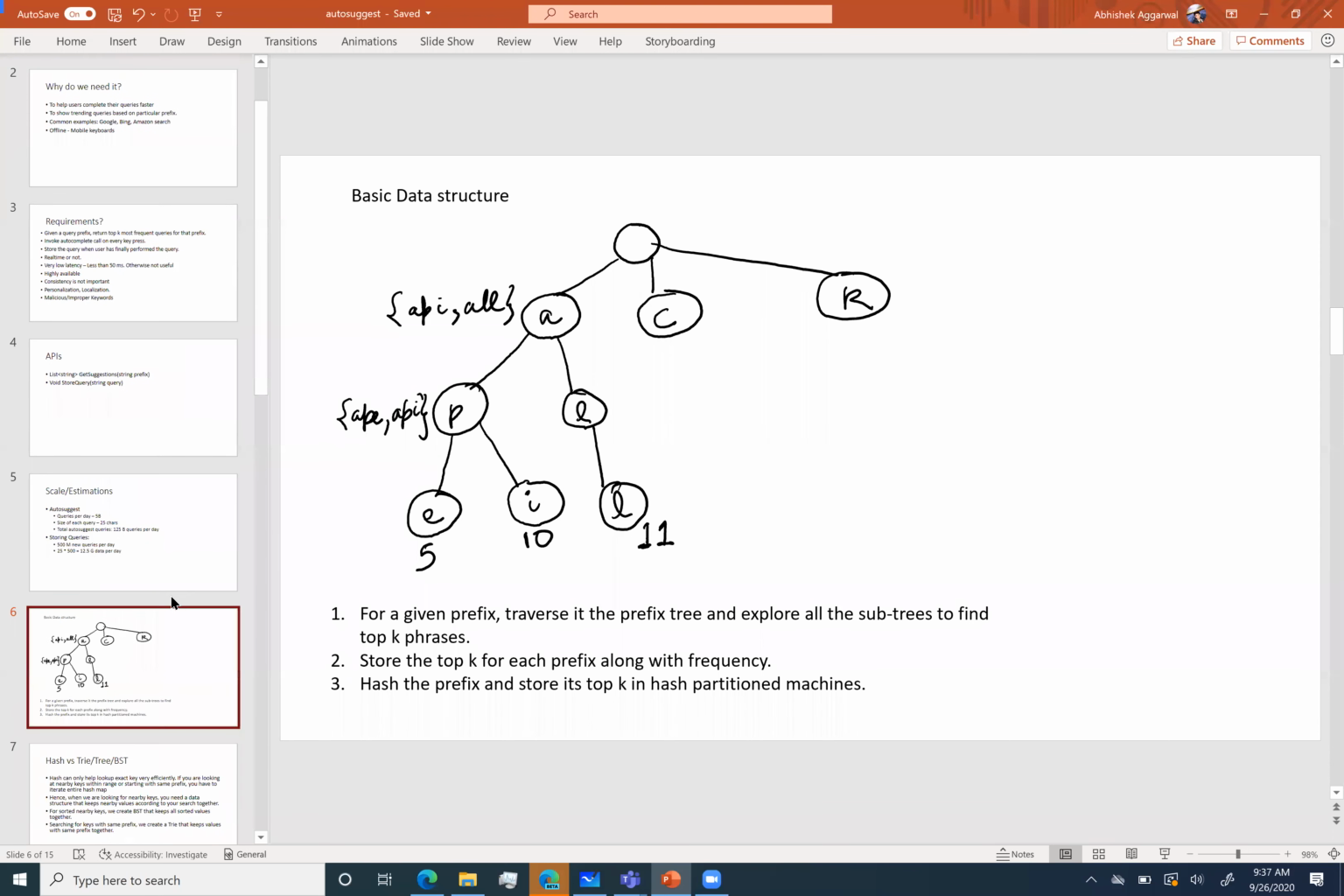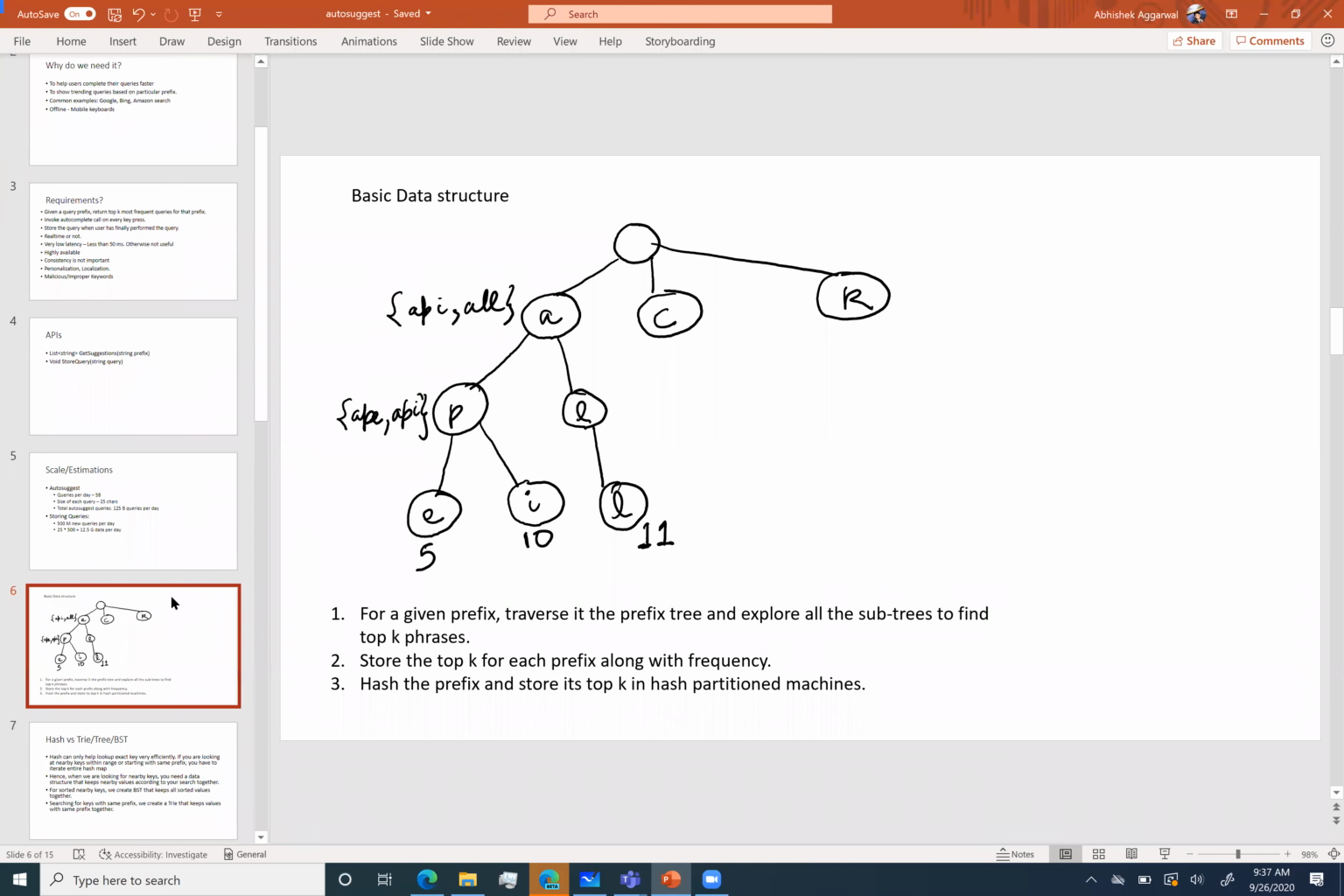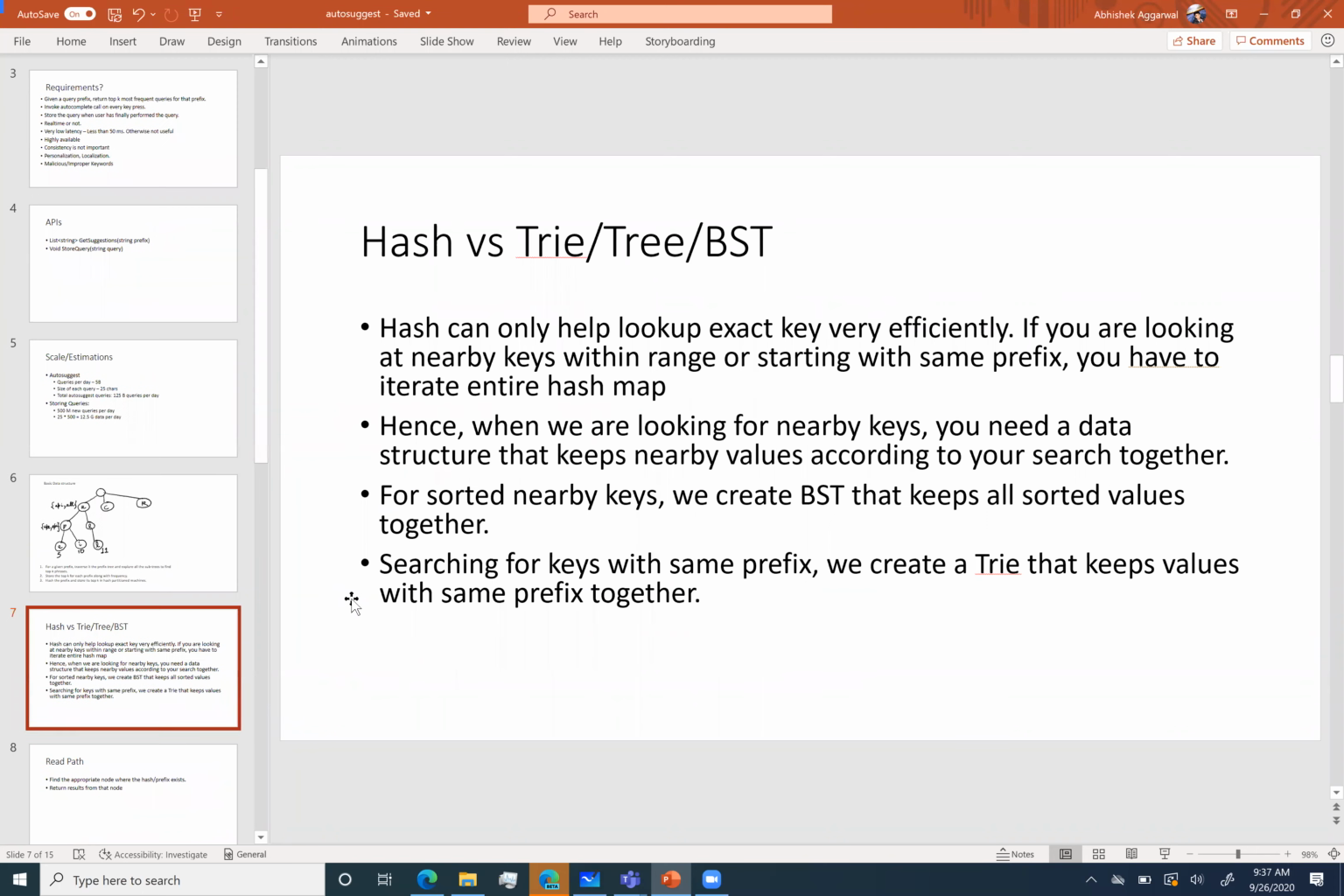So I just want to discuss these two data structures a little bit, hash map and trie, and in what situation will you choose a hash map as a data structure, and in what situation will you use a trie, tree or binary search tree as the data structure, right? And this will help solve a lot of our problems.